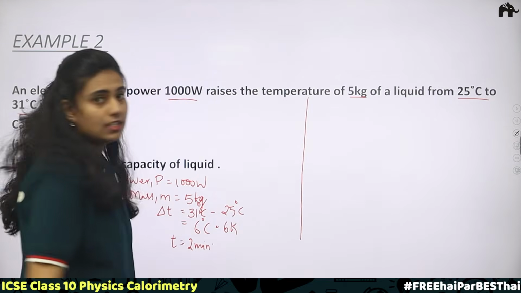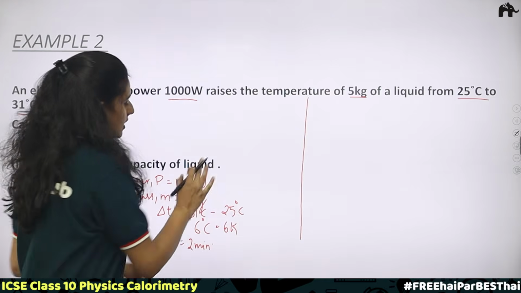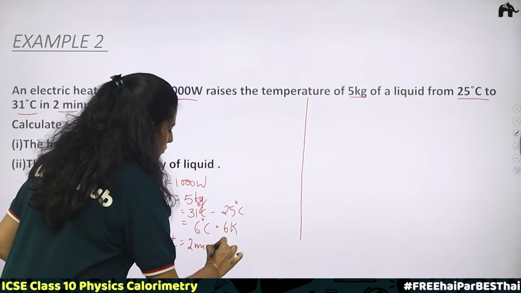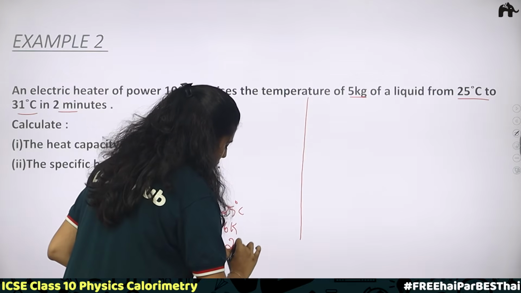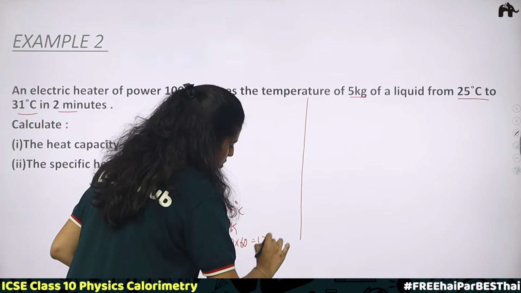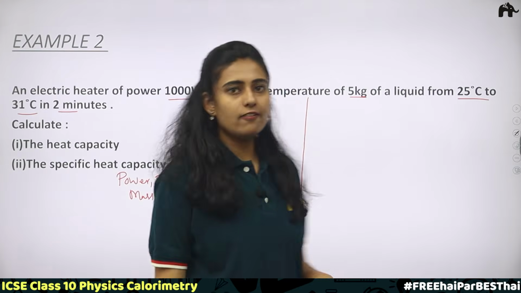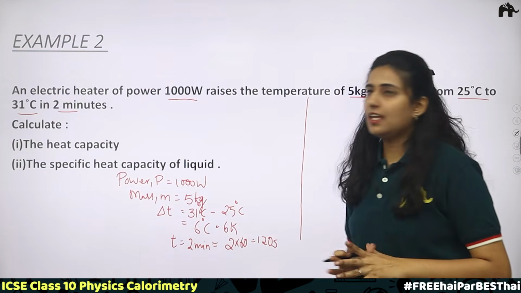So you cannot keep time in minutes when you have power in watts. You have to convert it into seconds. 1 minute is equal to 60 seconds. Therefore, 2 minutes is 2 into 60, which is 120 seconds. Here we have to find the heat capacity.